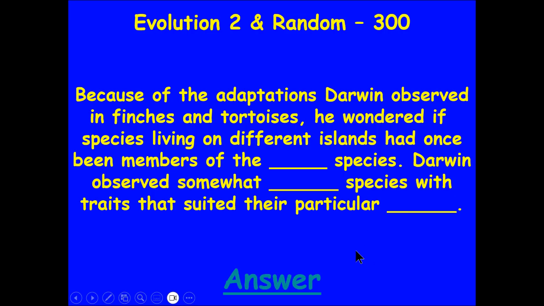Because of the adaptations Darwin observed in finches and tortoises, he wondered if species living on different islands had once been members of the blank species. Darwin observed somewhat blank species with traits that suited their particular blanks. And remember, these questions are harder than the ones on the test. The ones on the test are multiple choice. So if you know the answers to these questions, you should do well on the multiple choice questions.